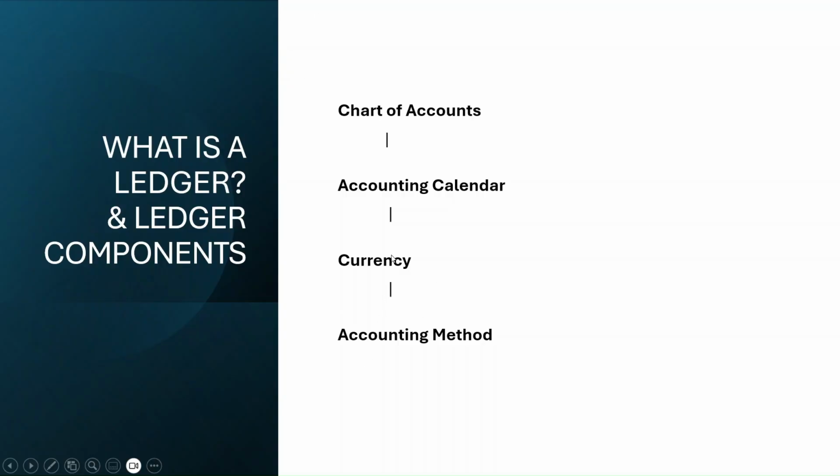First, the chart of accounts defines our accounting structure and segments. Coming to the accounting calendar, the second one, it defines the accounting periods. The third one is currency, which defines the currency used by the ledger. And finally, the accounting method.